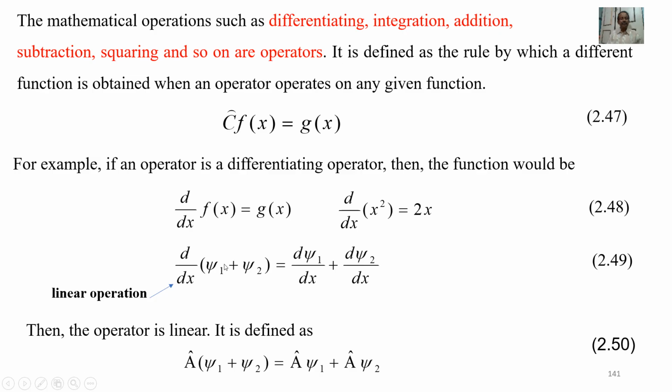And for this operation, d by dx of psi1 plus psi2 is equal to d psi1 by dx plus d psi2 by dx. This operation is nothing but a linear operation. When the operator is linear, it is defined as the operator A operating on the combined system will give us the operator operating on the individual systems.